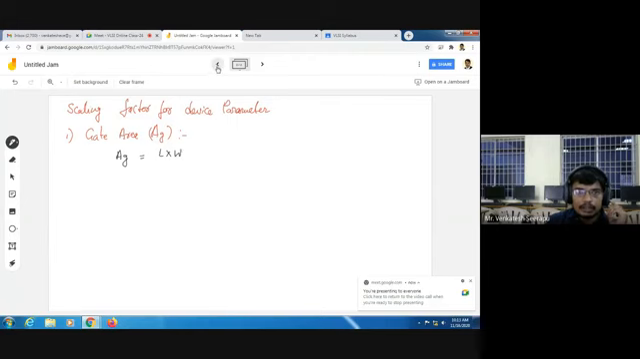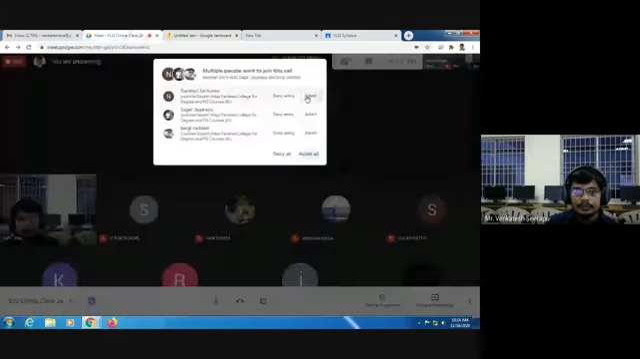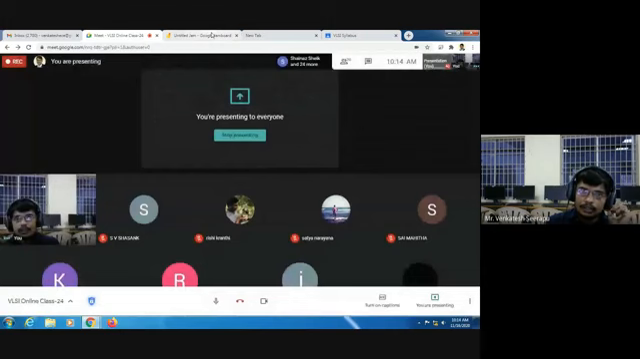And we have scaling factors 1 by alpha and 1 by beta. 1 by alpha is the scaling factor used for supply voltage and remaining voltages and oxide thickness, whereas 1 by beta is the scaling factor used for linear dimensions, like horizontal and vertical dimensions of a surface. Examples are length and width. Now I want to find the scaling factor for gate area.